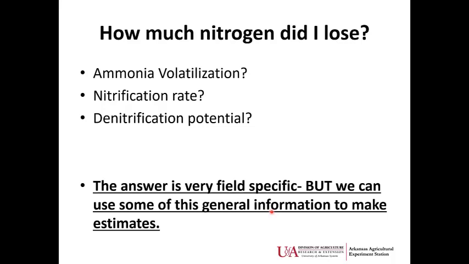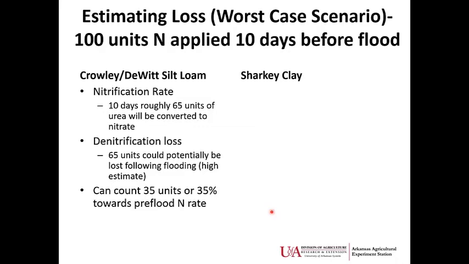So what I wanted to do is just kind of run through a scenario with you. In this particular one, we're going to look at estimating nitrogen loss, and we're going to call this a worst case scenario. And by worst case scenario, I mean all the conditions for nitrification and denitrification are going to be near perfect or ideal. So this is a situation where we're going to lose the maximum amount of nitrogen possible.